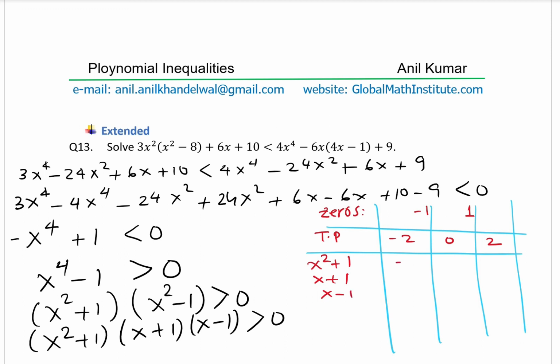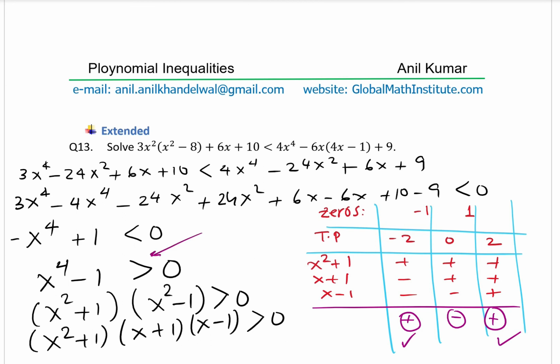X squared plus 1 will always be positive. X plus 1, when you put minus 2, will be negative, but these will be positive. For x minus 1, these two will be negative. And when you add them up, what do you get? You get positive here, negative here, positive there. And we are looking for something greater than, that means these two intervals. Perfect. So check here, we change the sign because you multiplied by negative.